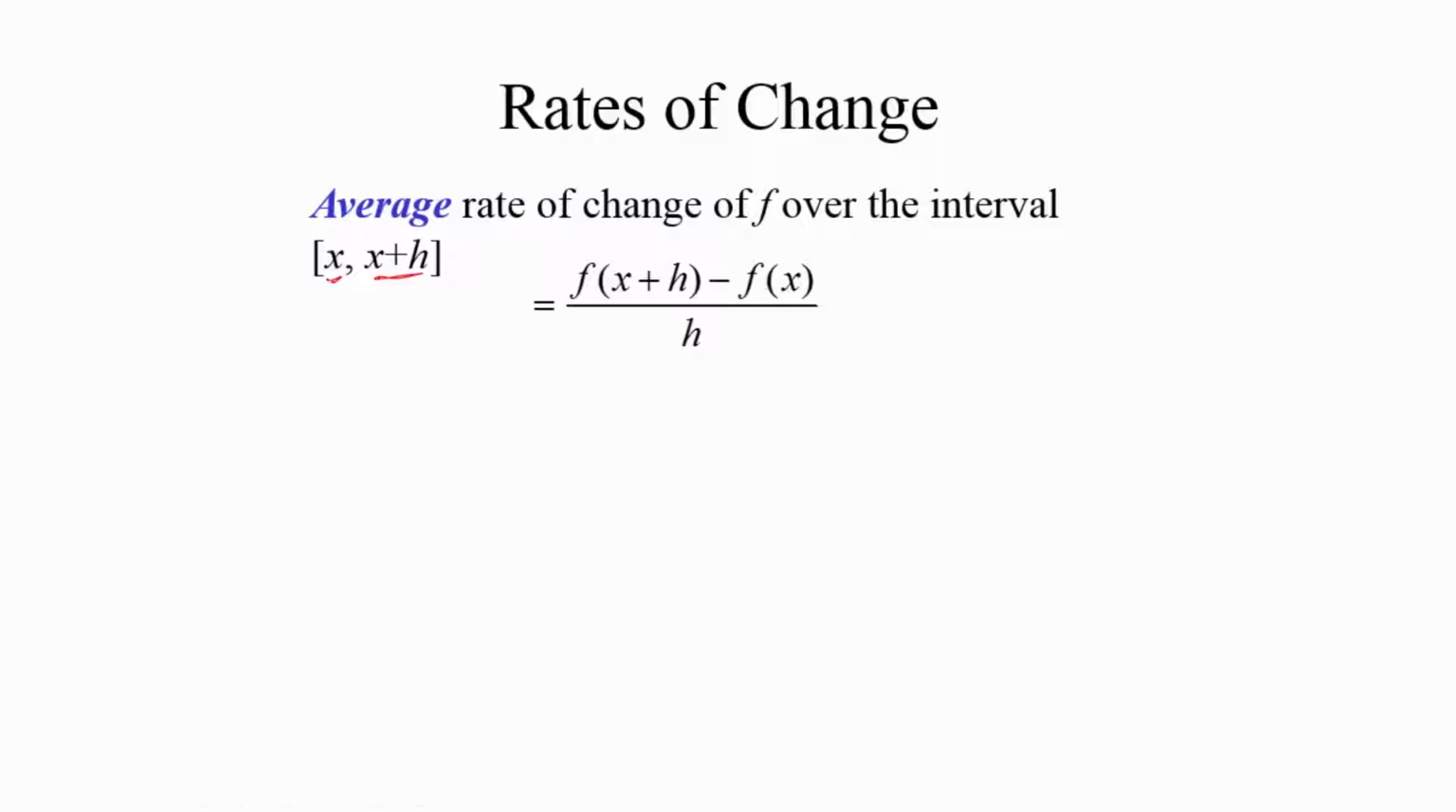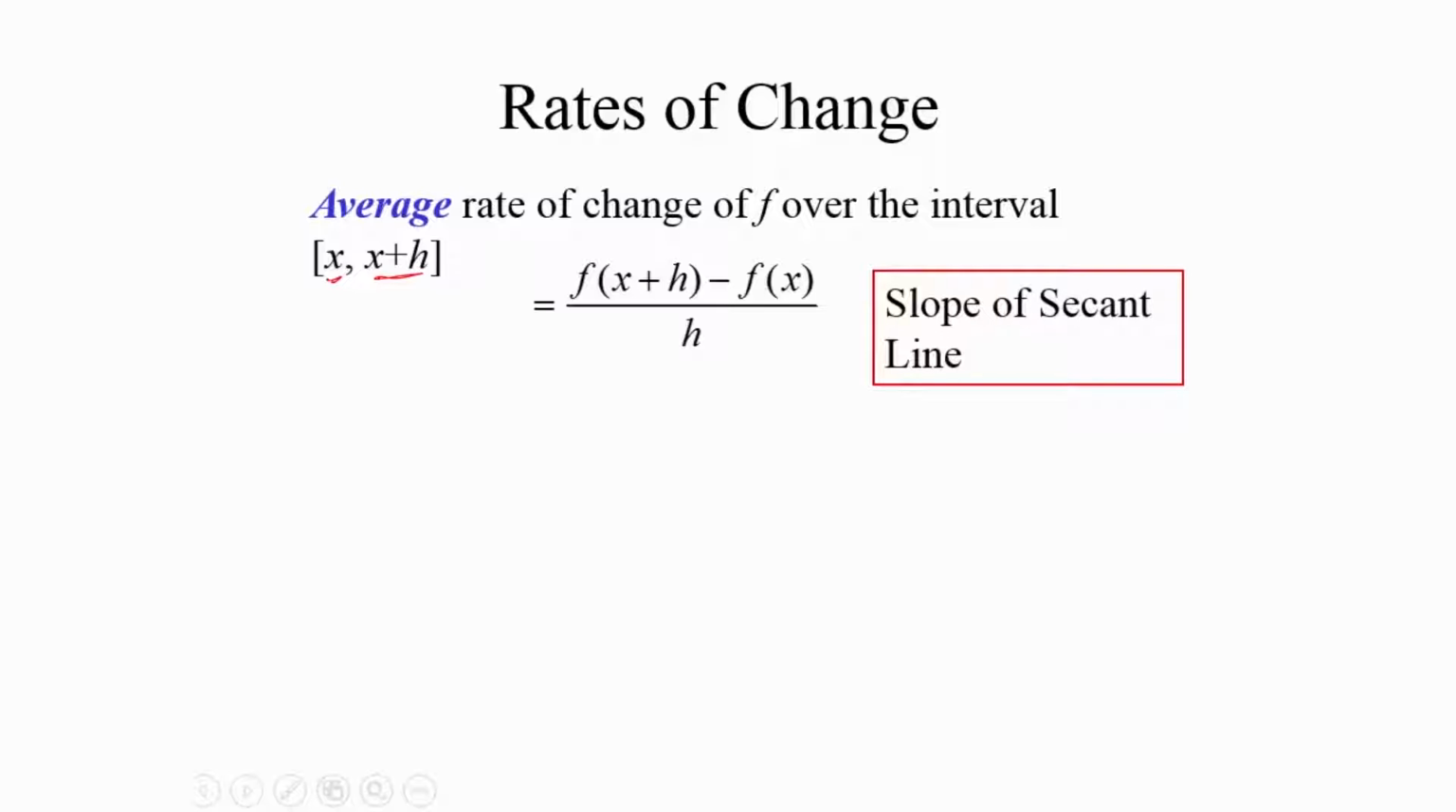When you do that, you get the average rate of change. That is called the slope of the secant line. That is the slope of a secant line. Okay, let me show this graphically, and maybe it will become a little clearer what we are talking about.